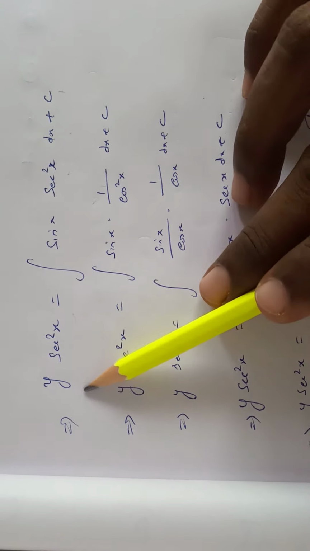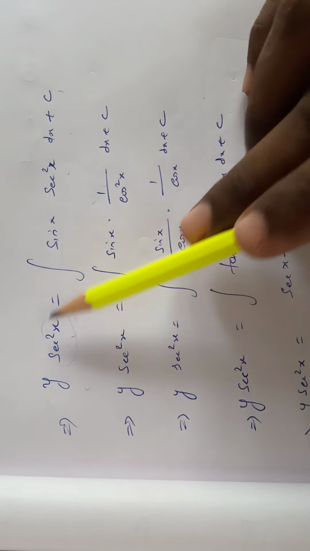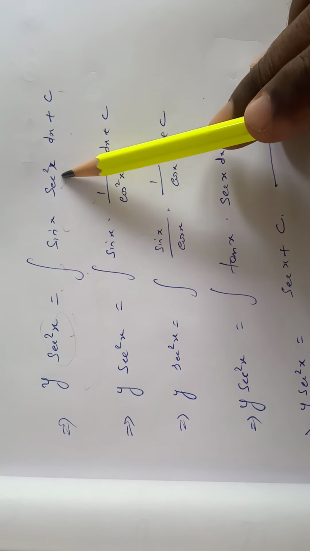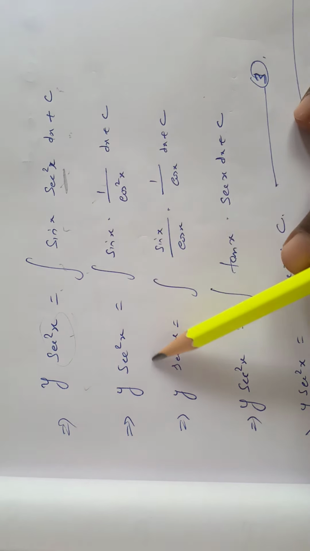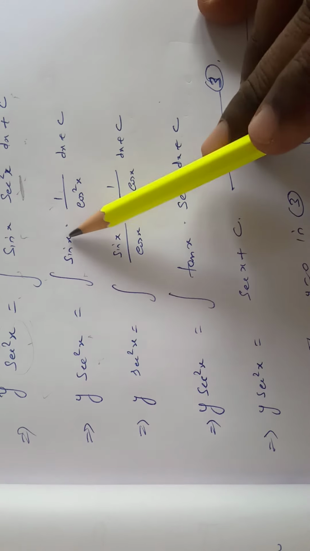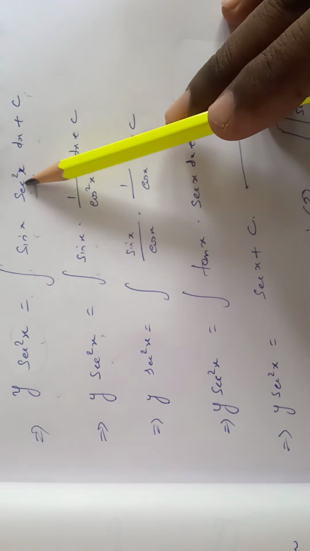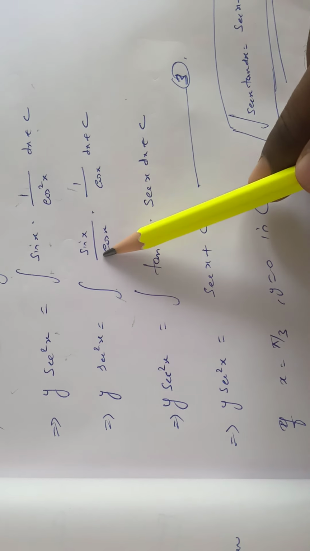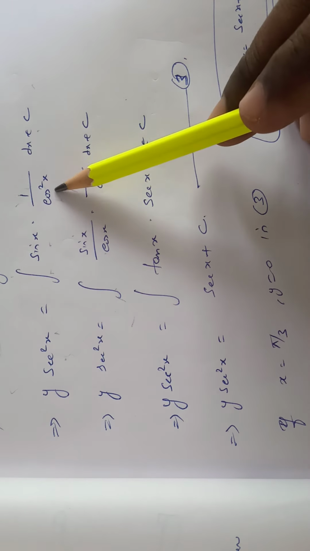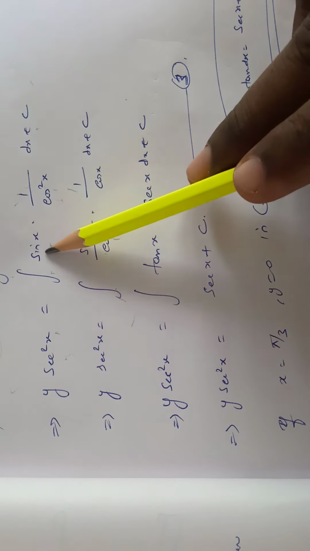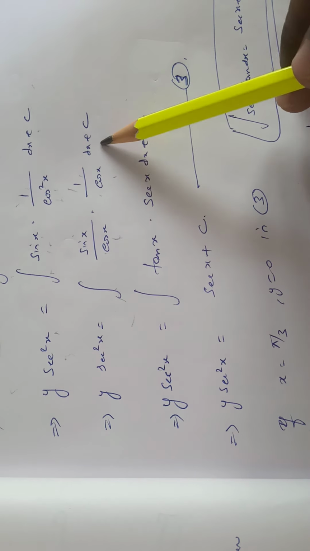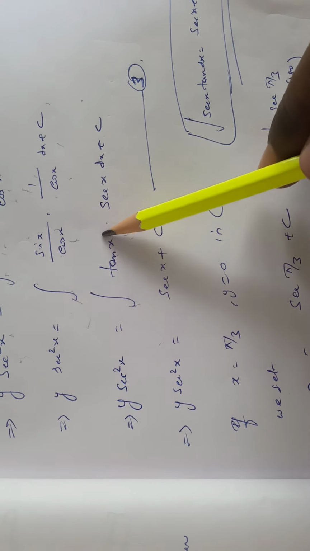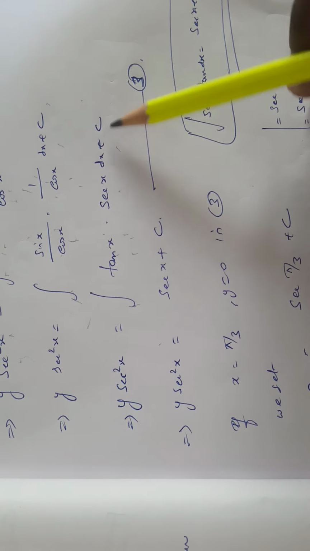Applying the formula, y into e power integral p dx, which is secant square x, equals the integral of q, which is sin x, into e power integral p dx, which is secant square x, dx plus c. Secant square x conversion is 1 by cos square x. So y secant square x equals the integral of sin x by cos x into 1 by cos x dx plus c. Sin by cos is tan x, and 1 by cos is secant x, so it is the integral of tan x secant x dx plus c.